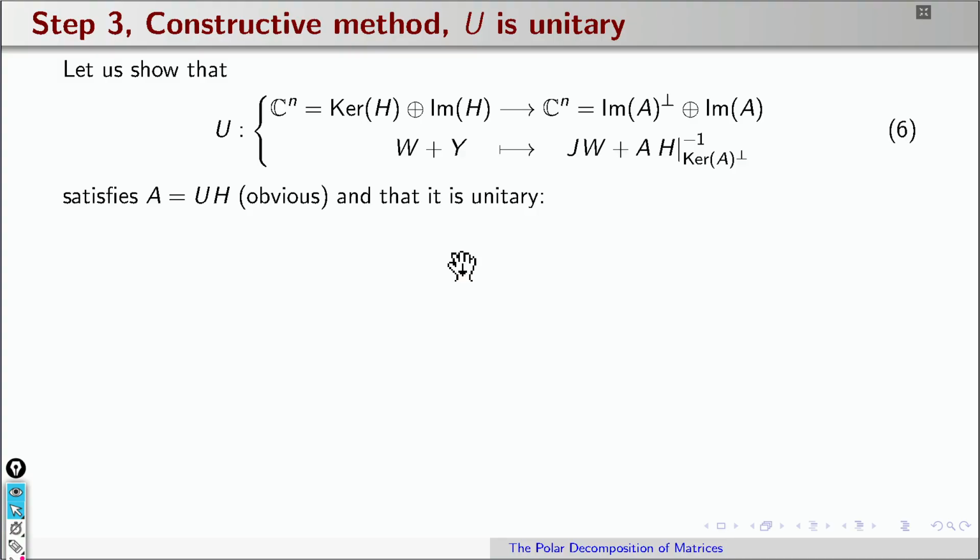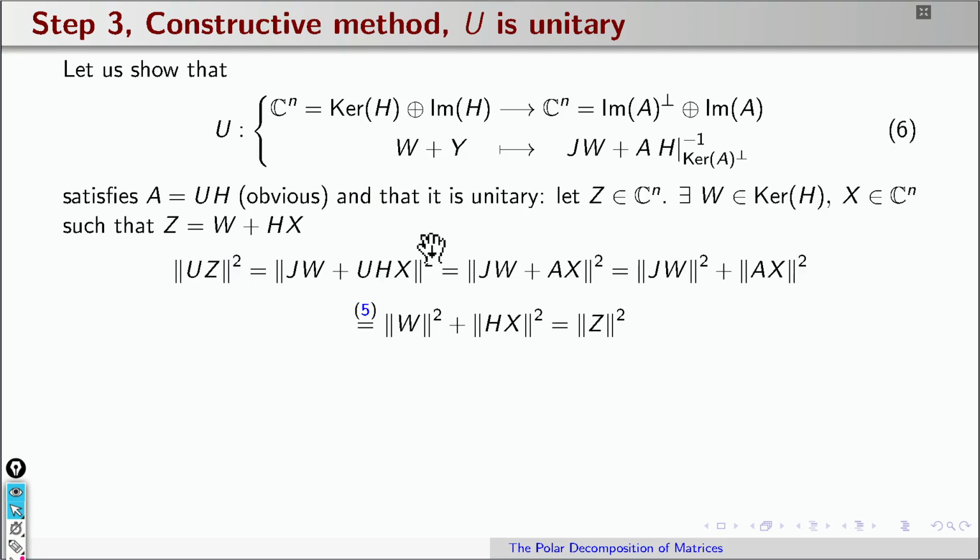Let us now show the second condition that we want, that if we define U like this, it is indeed unitary. So we just use that it is an isometry. If I apply it to Z, an element in the initial space can be written as an element in the kernel plus an element in the image. So I write explicitly H of something. If I apply U to this element in the kernel, it is the isometry. If I apply U to H, I have UH. UH is A, so I have here JW plus AX.